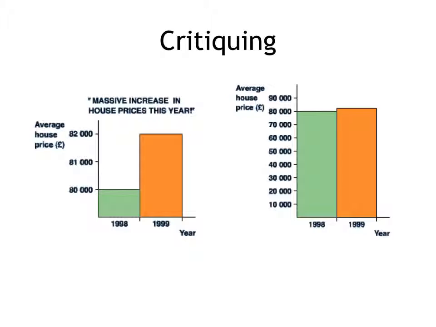Now, when the same change is put on a different scale on the right graph, you don't see the excitement for a massive increase in house prices. So that's one of the ways that graphs get manipulated or represented.